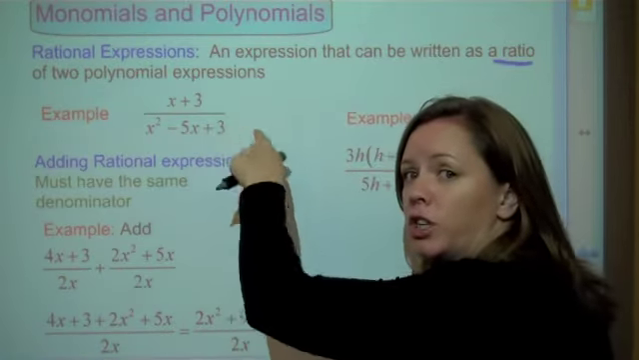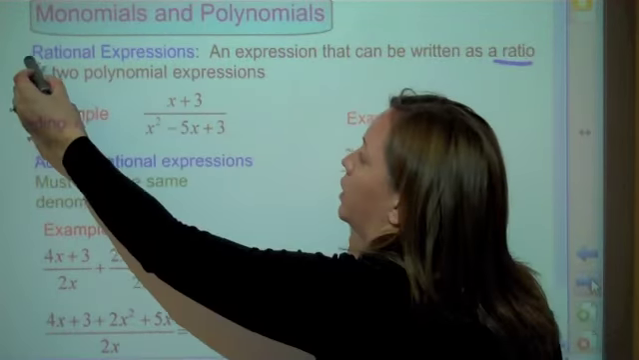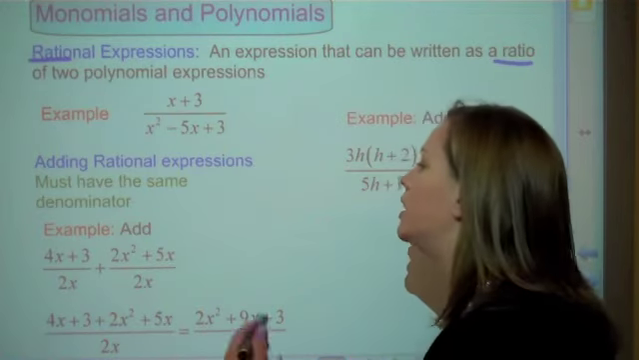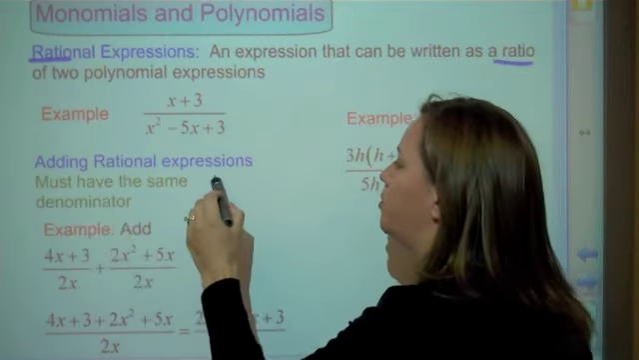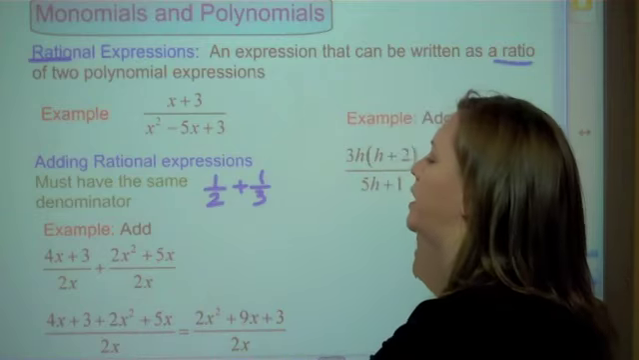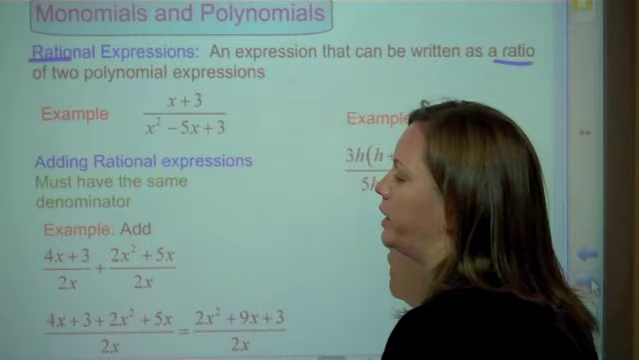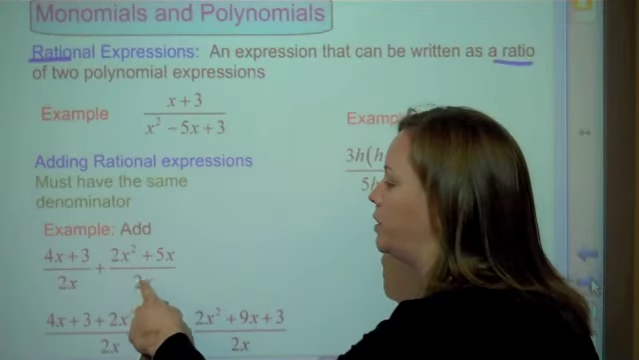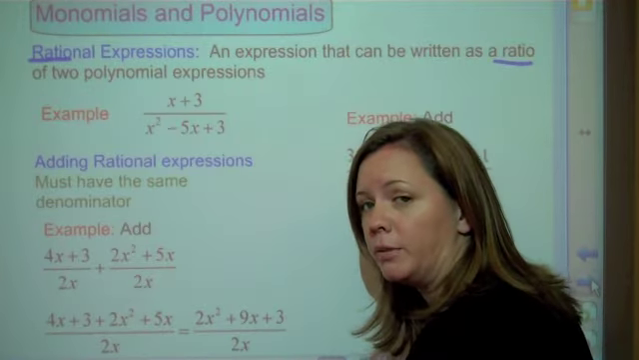So we're looking at the ratio of those two polynomials, so that's what makes it a rational expression. Ratio here. If I want to add two rational expressions, just like adding fractions, they must have the same denominator, right? We can't add 1/2 plus 1/3. We have to have the same denominator in order to add fractions. So here if we take a look at this example, 4x plus 3 over 2x plus 2x squared plus 5 over 2x, they already have the same denominator, so I'm able to add them together.